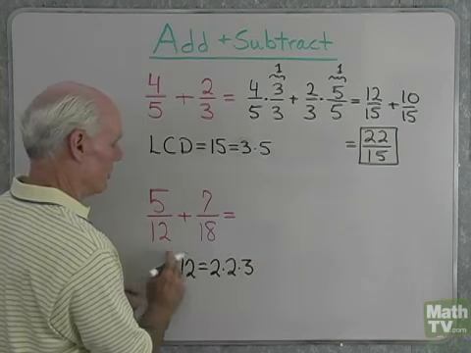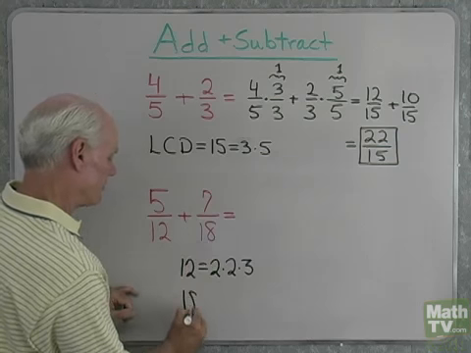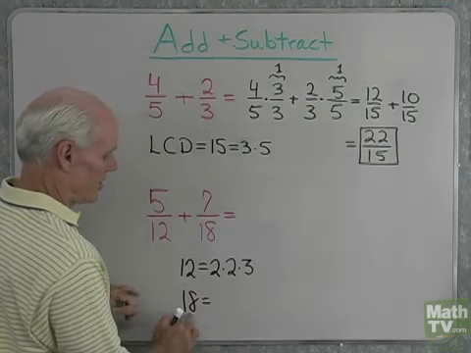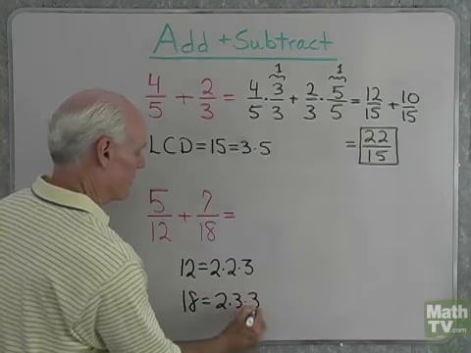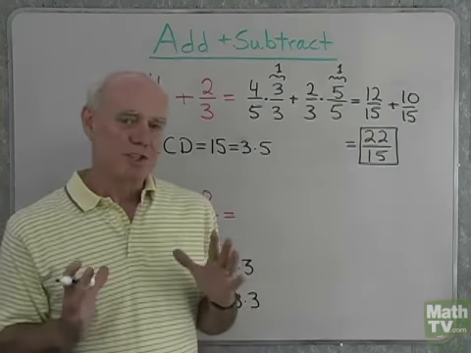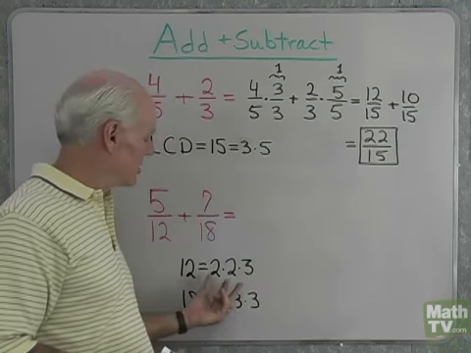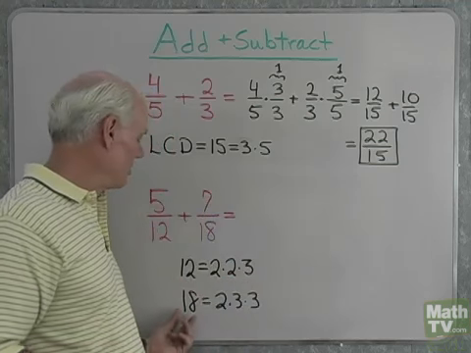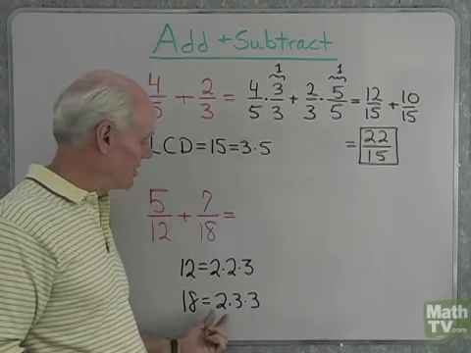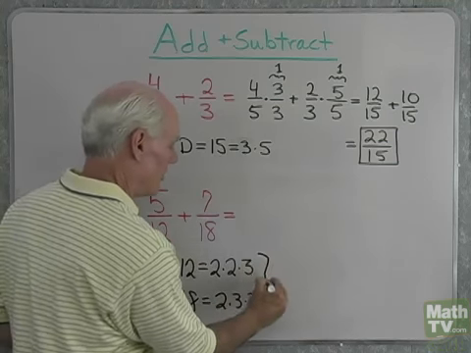4 times 3 is 12. That's 2 times 2 times 3. 18. Okay, 18 is going to be 2 times 9, so 2 times 3 times 3. Now, I want the smallest number I can find that's divisible by 12, which means it has to have factors of 2, 2, and 3. And I also want it to be divisible by 18, so it has to have factors of 2, 3, and 3.